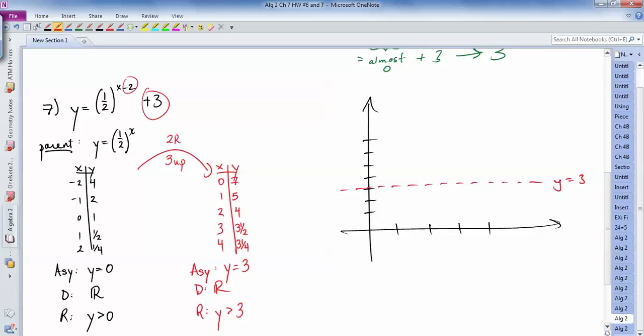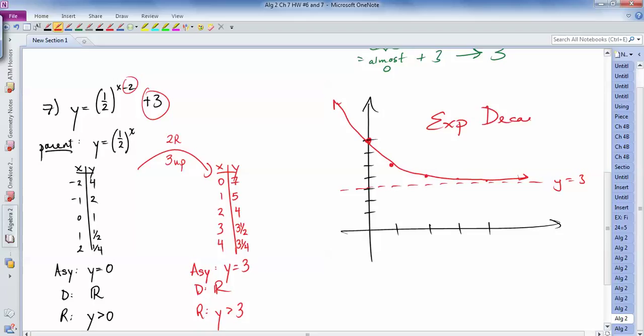I've got the point 0, 7. Then 1, 5. 2, 4. 3, 3.5. 4, 3 1/4. And you can kind of tell this thing looks like this right there. Like that. So it's exponential decay. Here are 5 points. Here's our asymptote, domain, and range. Okay, hope that helps a little bit.